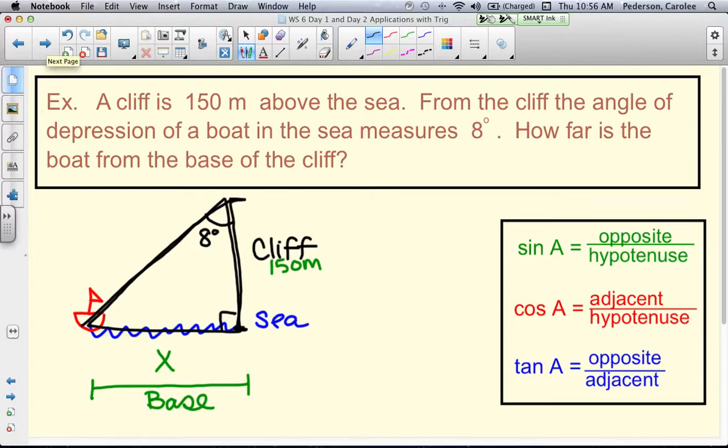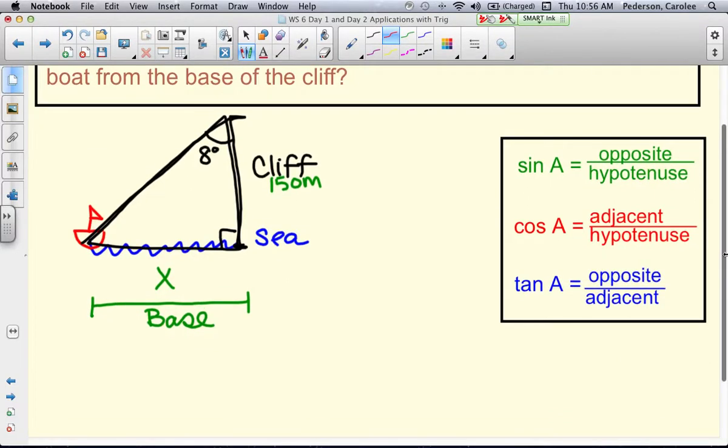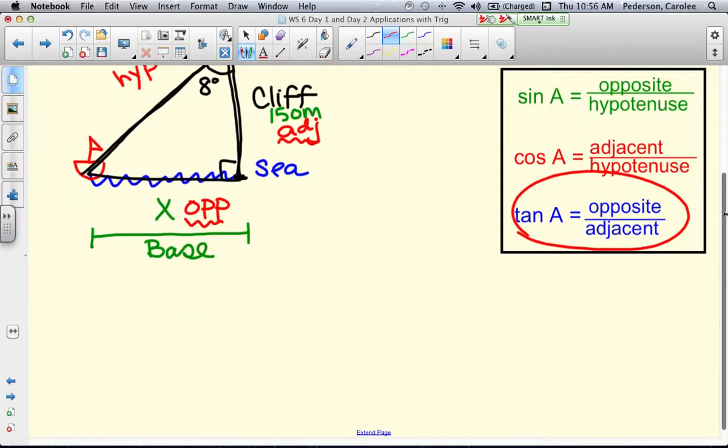So now we're going to create our setup. Oh, sorry. We want to find our 3 sides of our right triangle. So we have side opposite, side adjacent, and then the hypotenuse. If we look at our box over here, which trig function works with adjacent and opposite? Well, that is tangent.